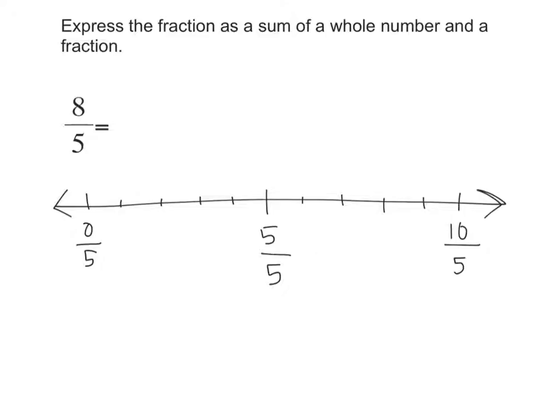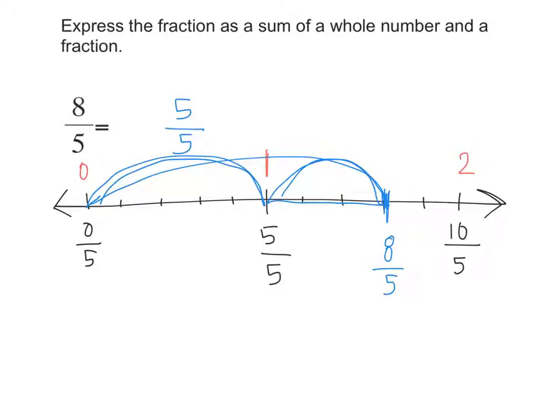Okay? So we're trying to express this fraction of 8/5 as a sum of a whole number and a fraction. So we know that, let's draw a number line. Let's go from 0/5, and then let's mark off 5/5 and 10/5. We know that 0/5 is really 0, 5/5 is really 1, and 10/5 is really what? 2. Okay? And here we have, I split each section into fifths, right? Because that's our denominator. Now, where would 8/5 be on this number line? When we look at the number line, we can think of 8/5 as being 5/5 plus 3/5.